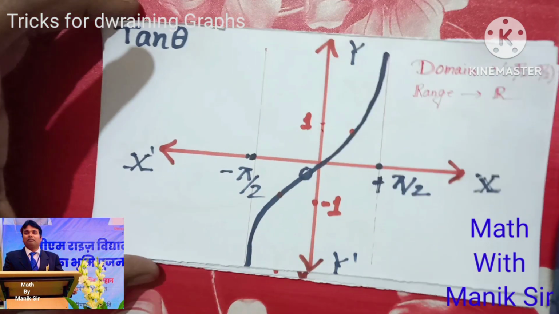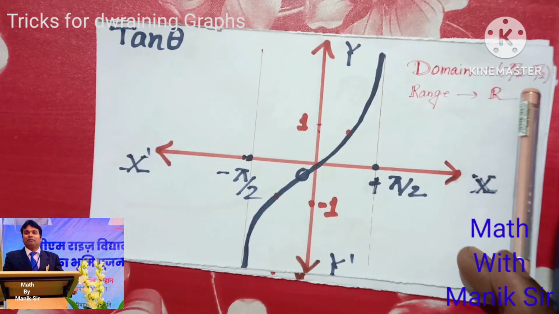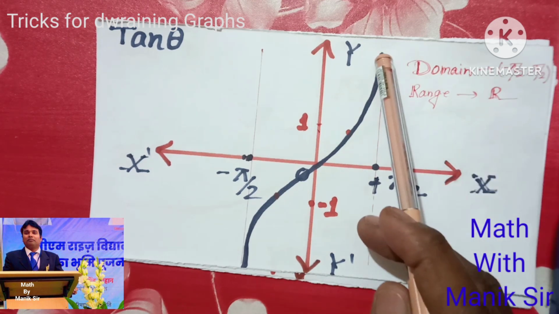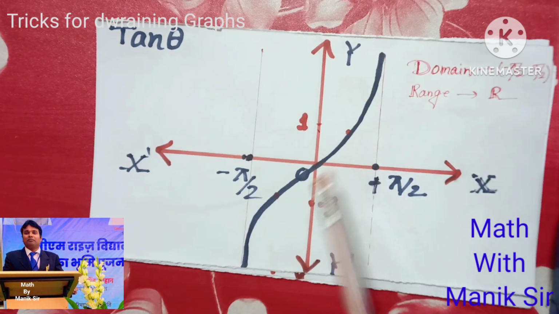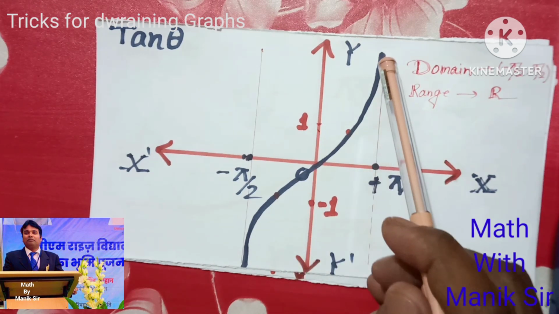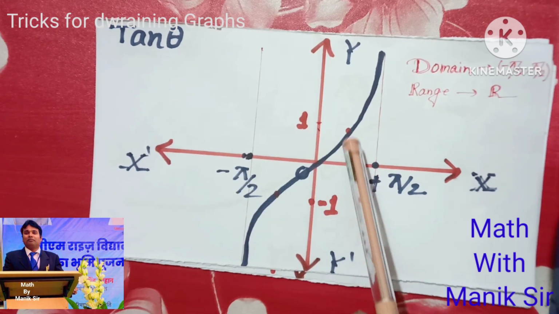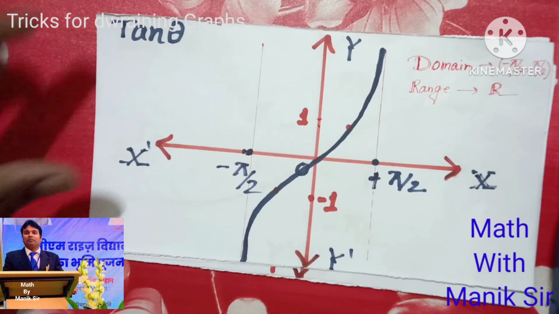tan theta. As all of you know, the domain of tan theta is minus pi by 2 to plus pi by 2 and the range is the set of all real numbers, and the graph looks like this way. That is, in the first quadrant it is convex and in the third quadrant it is concave. At 90 degrees it is infinity and at minus 90 degrees minus infinity. Between 0 and 90 it will be 1 and between 0 and minus 90 it will be minus 1. So this is the graph of tan theta.